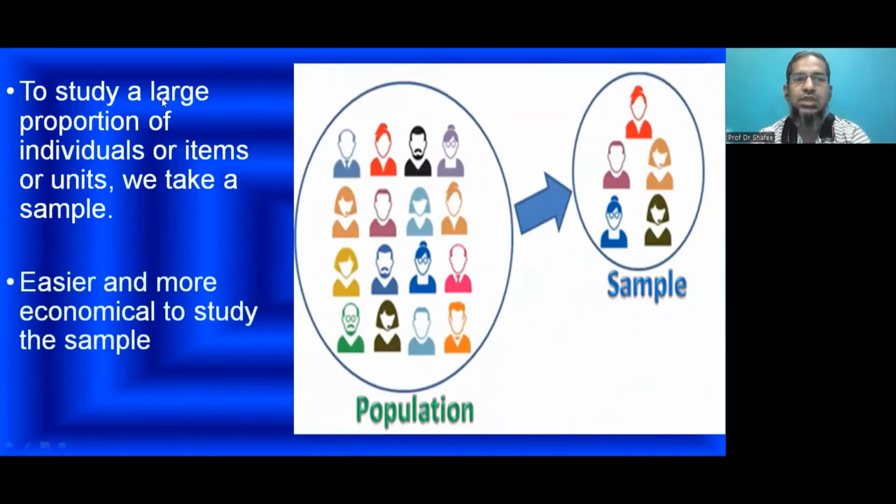To study a large proportion of individuals or items or units, we take a sample. It is easier and more economical to study the sample than studying the whole population. So that's why we need to draw a sample, perform our study on that sample, and apply the results to the population from where you have drawn the sample.